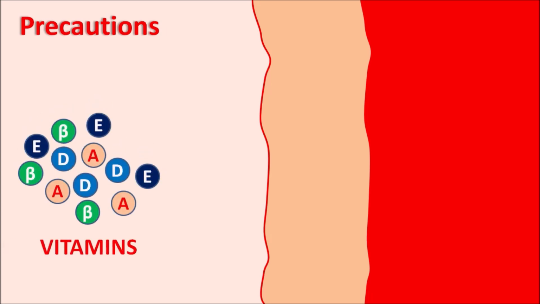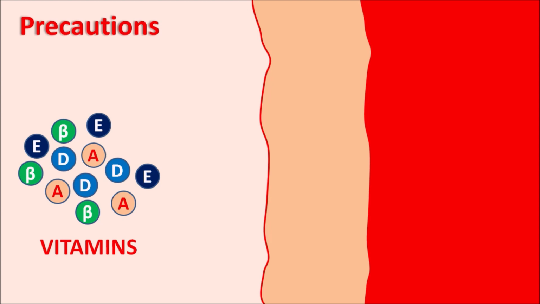Now let us see the precautions of orlistat. One of the important precautions is with the vitamin absorption. The fat soluble vitamins like A, D, E, K as well as beta carotene, all they are going to be absorbed from the intestine.